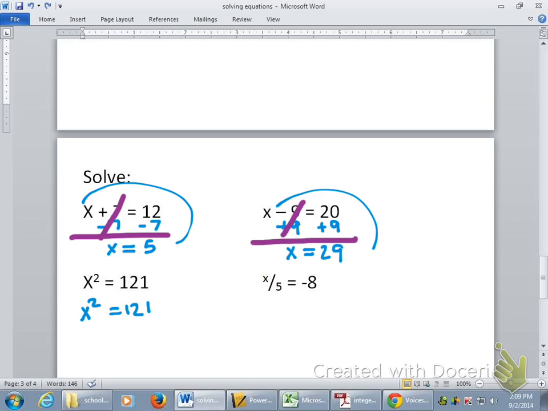We take what they did. This is what they did, right? We take what they did and we do the inverse. That means we square root both sides. And we simplify from there.